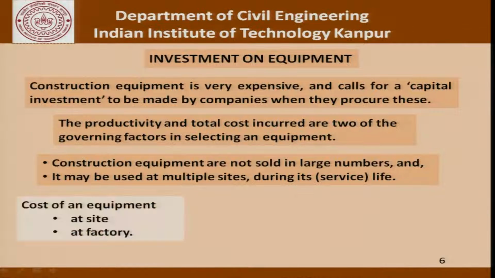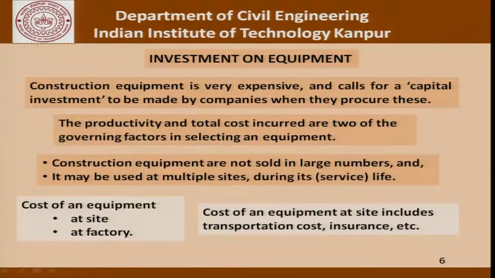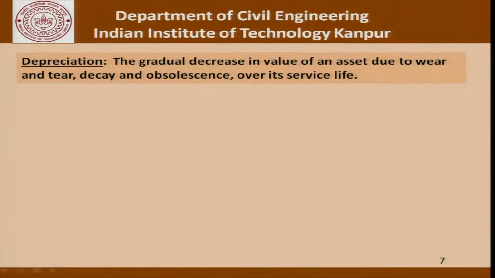When we are talking of the cost of the equipment, there is the cost at site and there is the cost at factory. At site, when we talk of the cost, it should include the transportation cost, insurance and so on. These are some of the finer details when it comes to talking about investment on equipment.